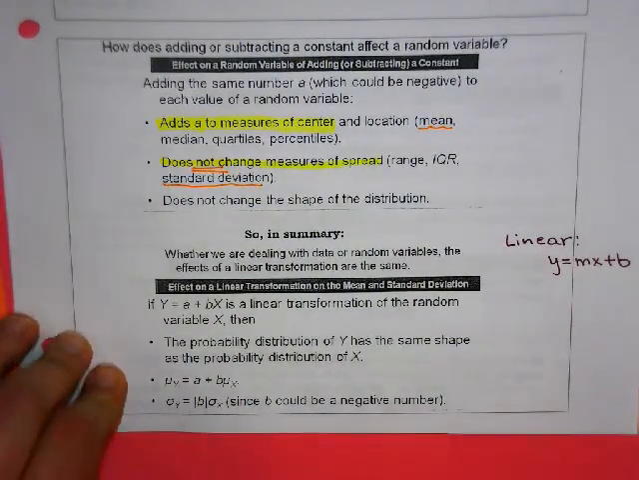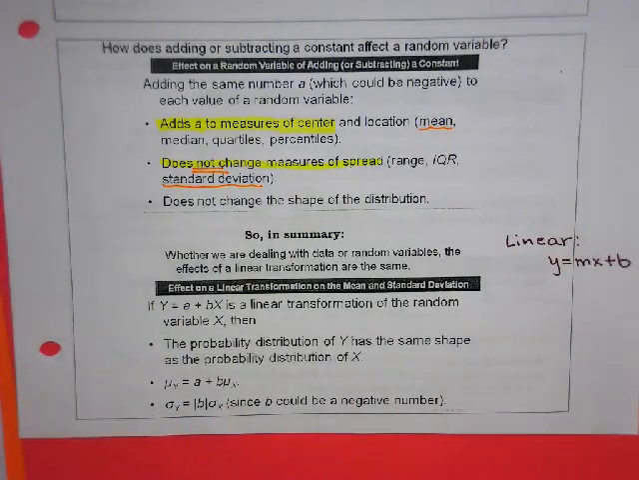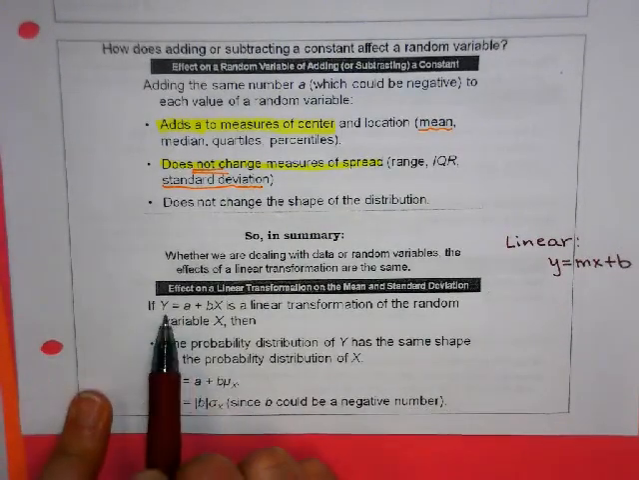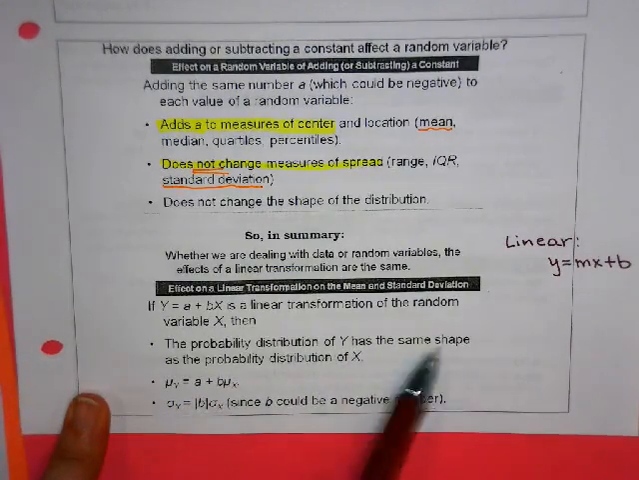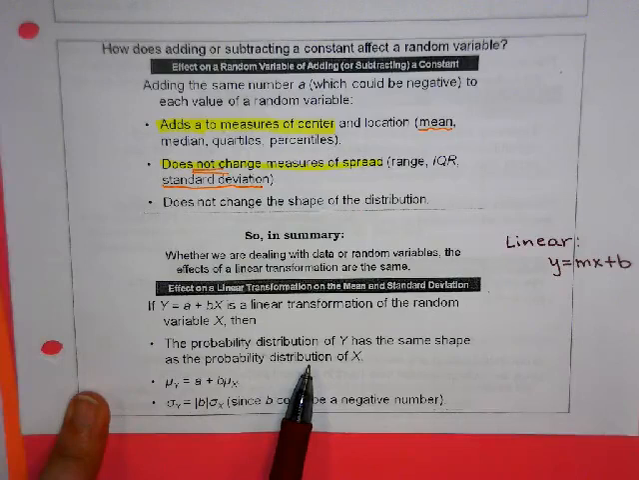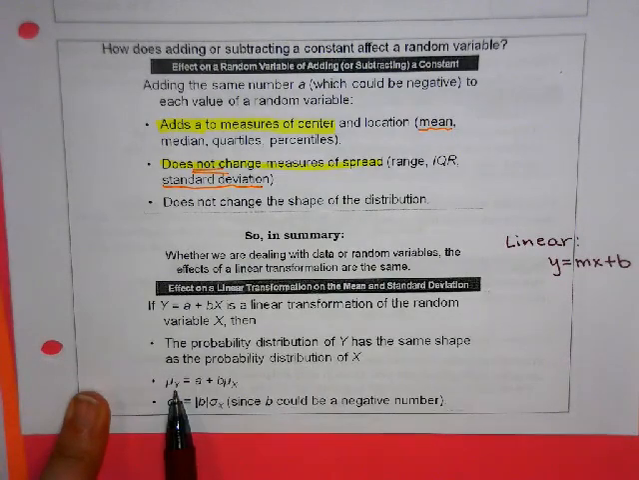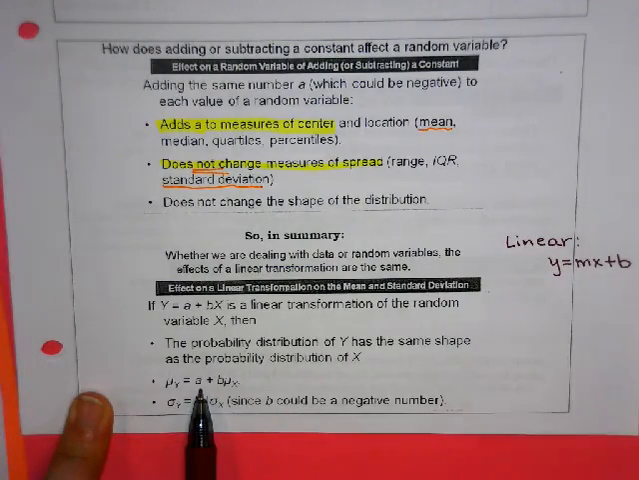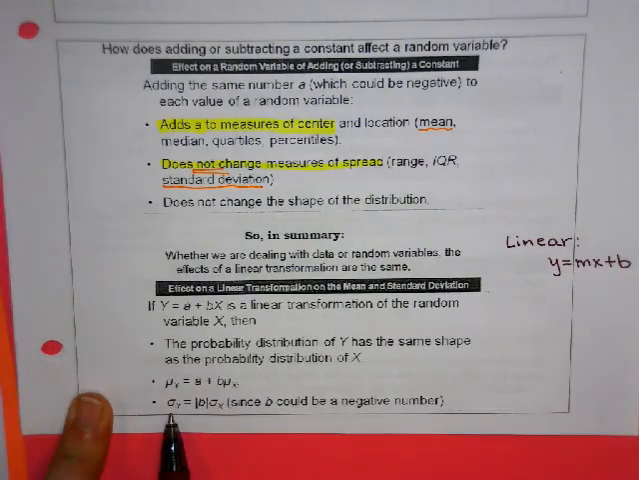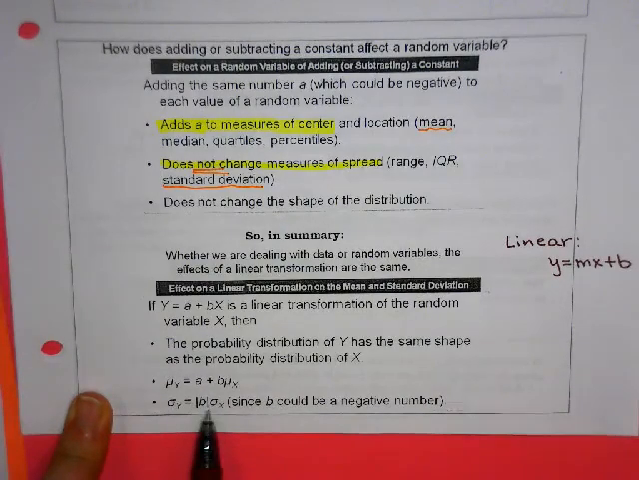If we do that, the probability distribution of y has the same shape as the original probability distribution. Our expected value would get multiplied and then added the number to, just like it did with Pete's Jeep tours. The standard deviation would only get multiplied by the absolute value of b, because we could technically multiply by negative numbers.